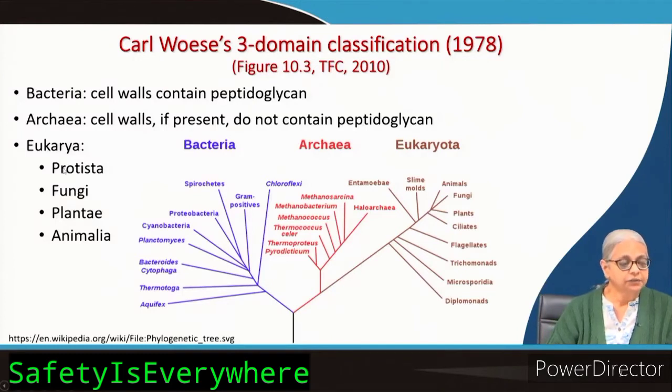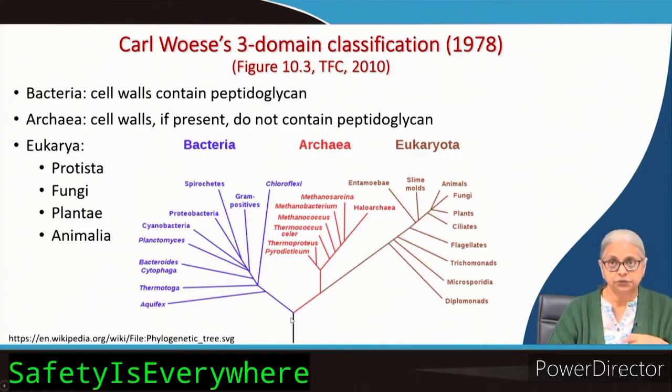So he has defined 3 domains: bacteria, archaea, and eukarya. So bacteria and archaea are both prokaryotes, while the eukarya by definition are eukaryotes. Okay, so based on ribosomal RNA sequencing, they have come up with this tree of life, if you want to call it. Yeah, that's exactly what it is.